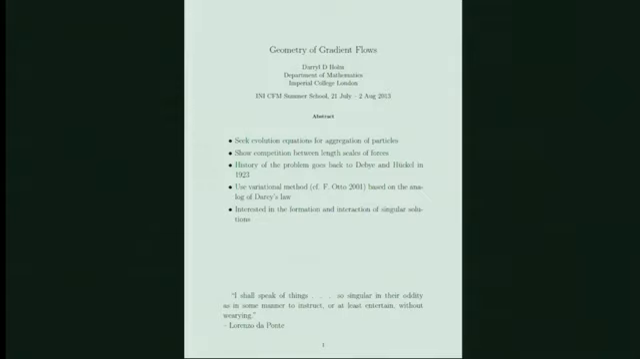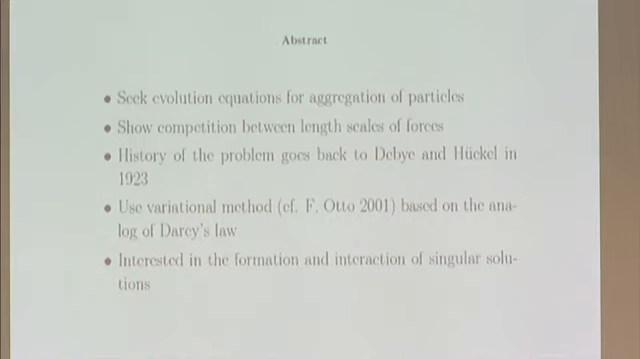We're going to use the variational method, which is essentially in Felix Otto's paper in 2001, in the special case, which is based on an analog of Darcy's law. You probably remember that Darcy's law says that the velocity of the flow is proportional to the force that you put on it, and the proportionality constant is called mobility. And the force, for example, could be the gradient of the pressure.